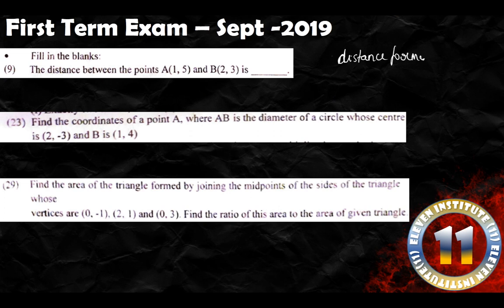Right? Simply apply the distance formula. This question was asked in 1 mark. Now this was asked in 2 marks. This is from the textbook: find the area of the triangle formed by joining the midpoints of the sides of the triangle and find the ratio. This we have solved in today's video lecture only. Again, you have to write this from the textbook itself. These both are textbook questions and here you have to simply apply the distance formula.